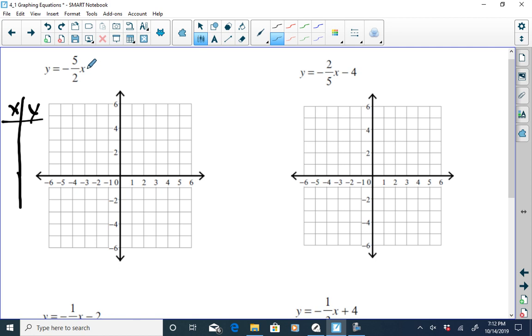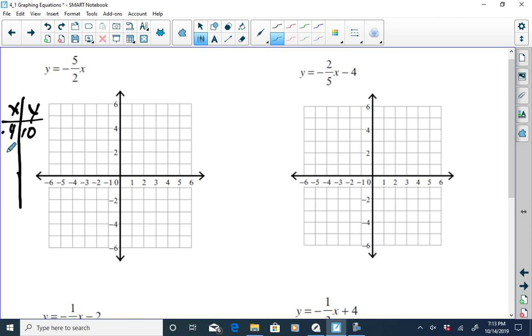So here's a column for x and y. Well, I see that this is divisible by 2. So I want to use values that are going to be divisible by 2, but I also want them to fit on this graph here. So let's start with negative 4. If negative 4 is my input, what's negative 5 halves times negative 4? Negative 5 times negative 4 is positive 20. Positive 20 divided by 2 is going to be positive 10. But I'm not going to be able to fit that on my graph.